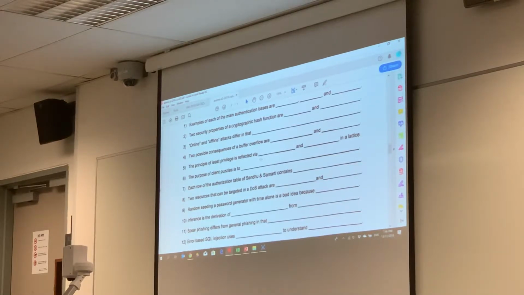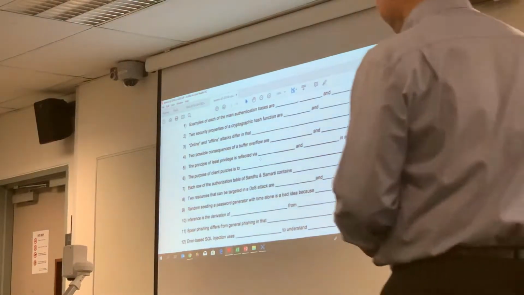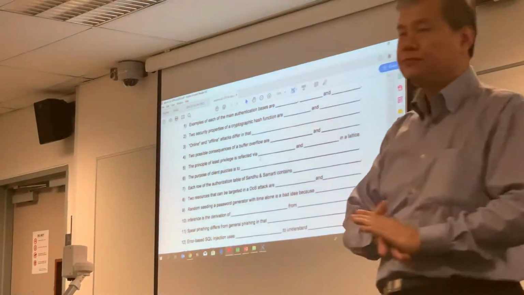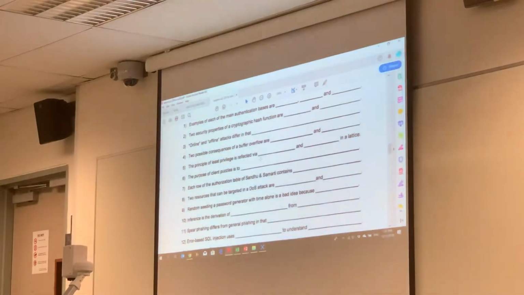Spear phishing differs from general phishing in that spear phishing is targeted. It's just a different spelling. Spear is targeted, and general is brute force, like casting a net. One is targeted and specific, and involves technical work, because they need to poison the DNS server and so on. The other one is general, so they just brute force it and hope someone will get fooled.